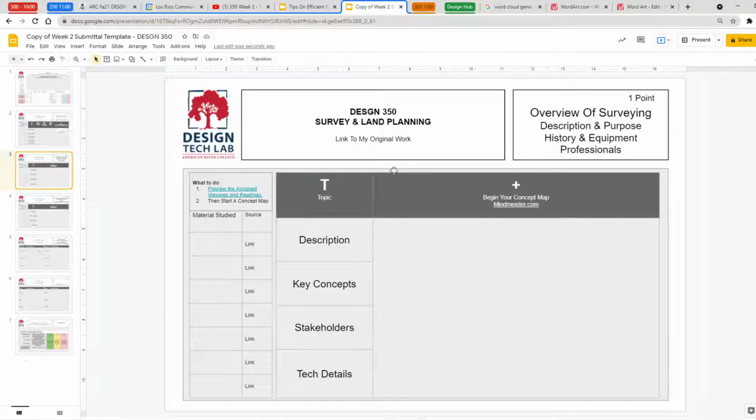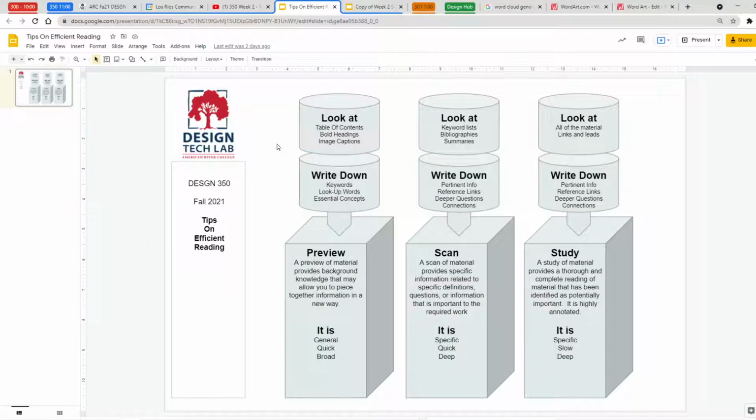Okay, on land planning, here's some areas that I want you to look at. Write down those keywords. Do the same thing, and the same thing for land planning. Okay, so you're going to be totally living in this world.